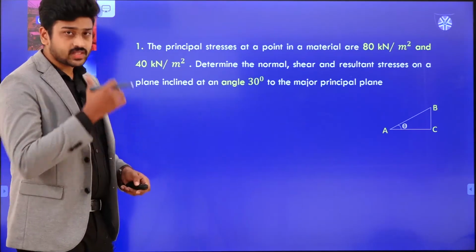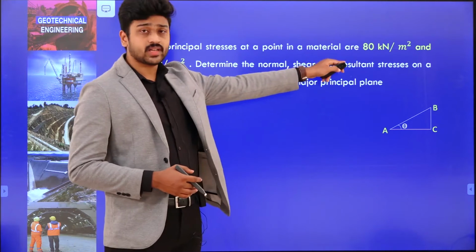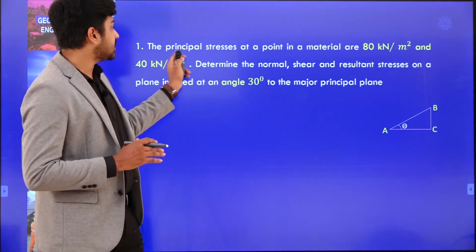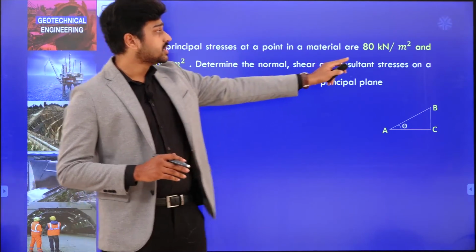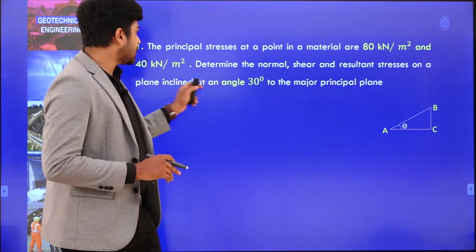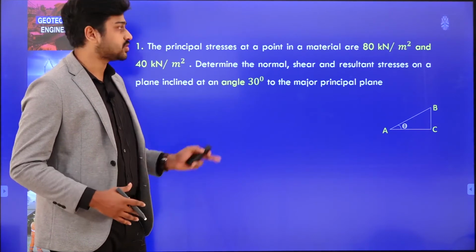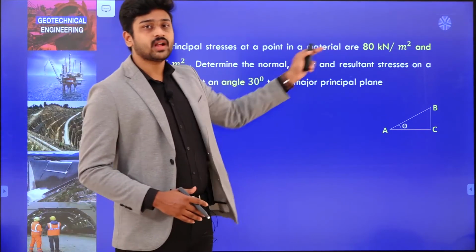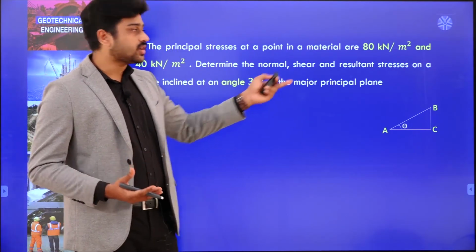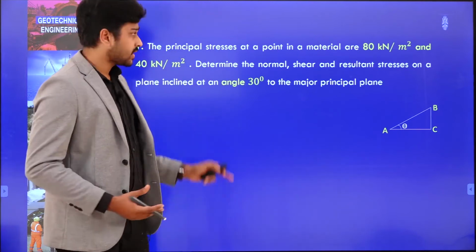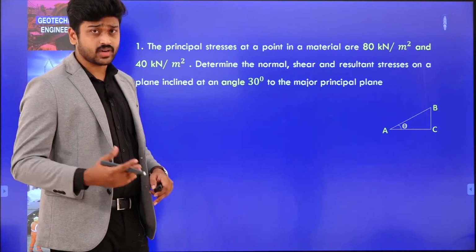There is a principal stress at a particular point on a material. See here, it is given directly: these are the principal stresses, that means principal stresses 80 kilonewton per meter square and 40 kilonewton per meter square. So, directly take sigma 1 and sigma 3. Whichever is highest, you take that as the major principal stress. So, sigma 1 is 80 kilonewton per meter square and sigma 3 is 40 kilonewton per meter square.